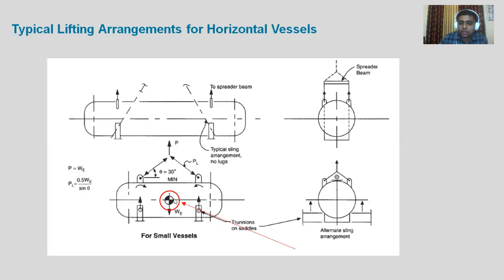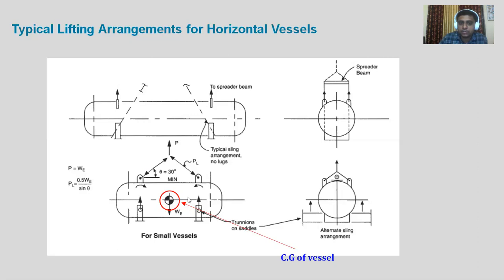And this is nothing but the weight of the equipment, which we assume to be concentrated at the center of gravity. So this point represents the CG of that vessel, and WE is the weight. If the vessel has symmetric geometry, so the saddles are placed at an equidistance from this CG, then what will happen? The entire load, W, let's say, is the total load. So half load will come as a vertical reaction over here, and half load will come as a vertical reaction over here.